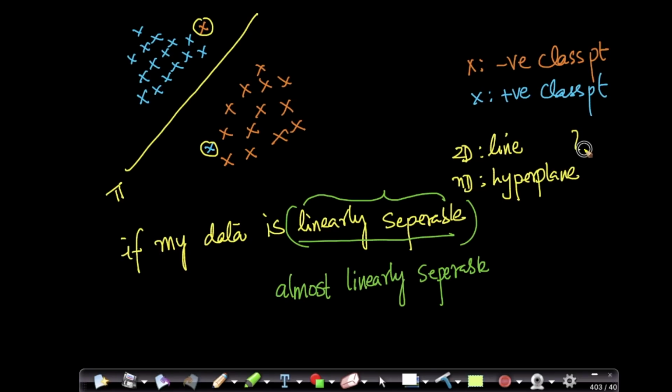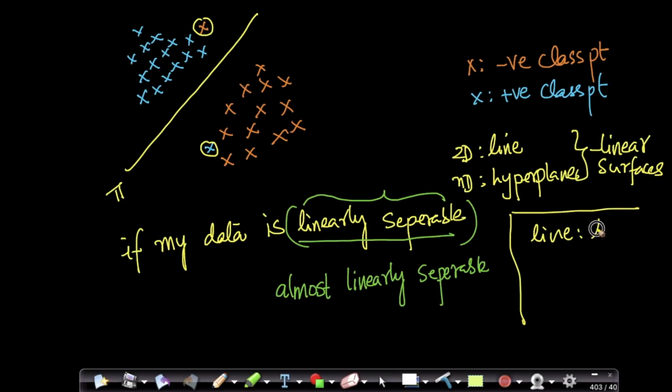So planes and lines are called linear surfaces. We'll see why they're called linear surfaces. Just to give you some context here, what is the equation of a plane? Lines and hyperplanes are considered to be linear surfaces. There is also something called quadratic surfaces. Quadratic surfaces are things like circles, parabolas, and ellipses. We'll see why they are called so when we look at the mathematics behind it.